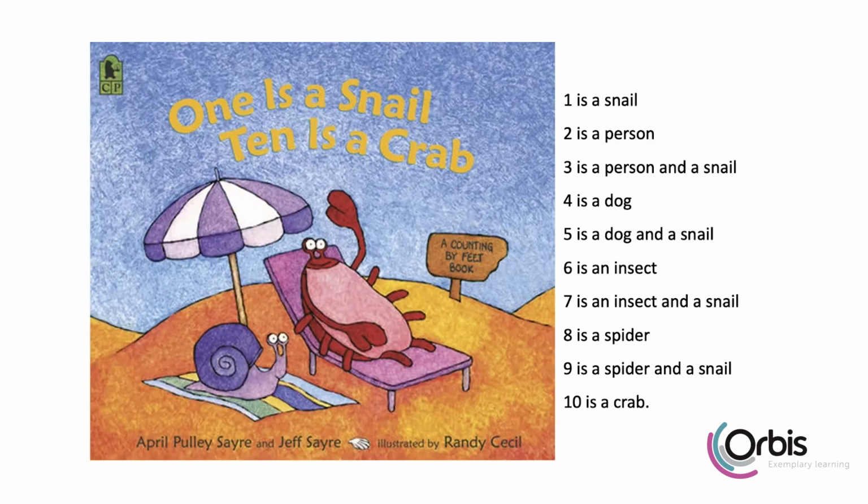In this example, I'm going to focus on the first few pages of "1 is a Snail, 10 is a Crab" by counting up to 10 feet. On the front cover, you can ask: how many feet does a snail have? How many feet does a crab have? How many feet do you have? And how many feet do we have altogether?